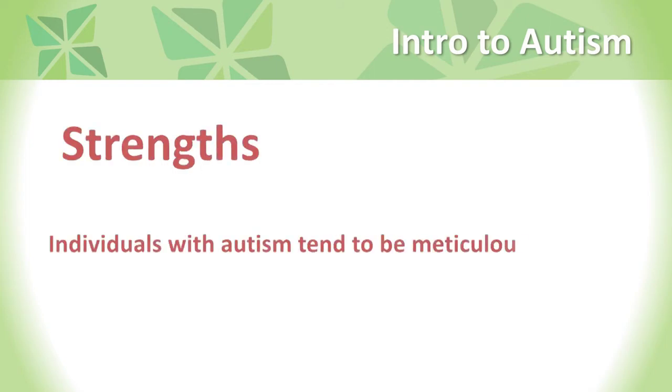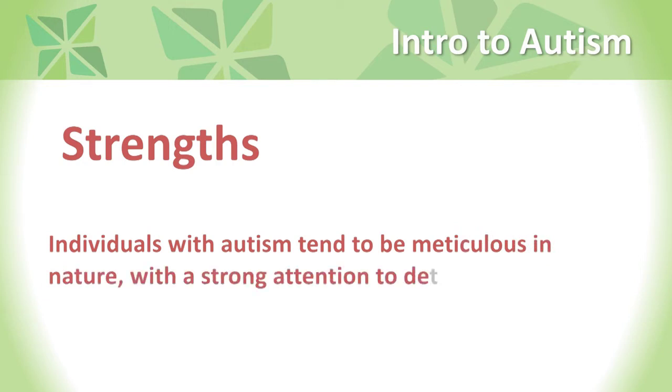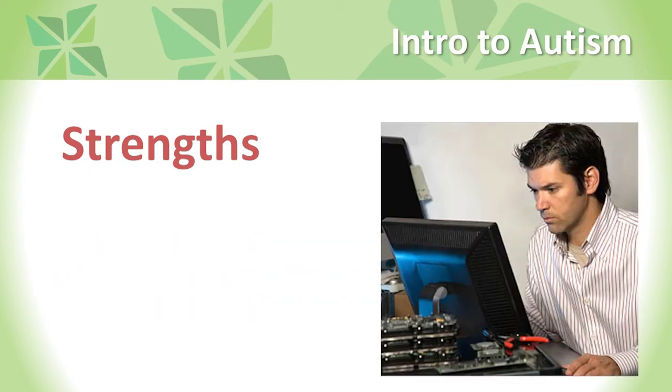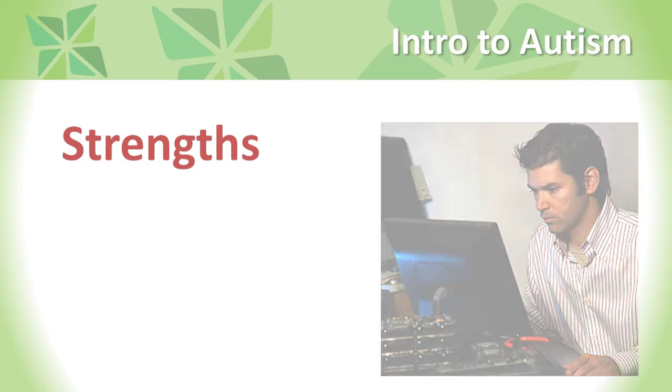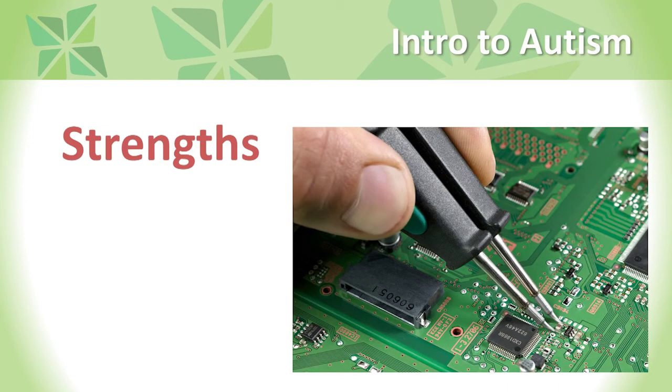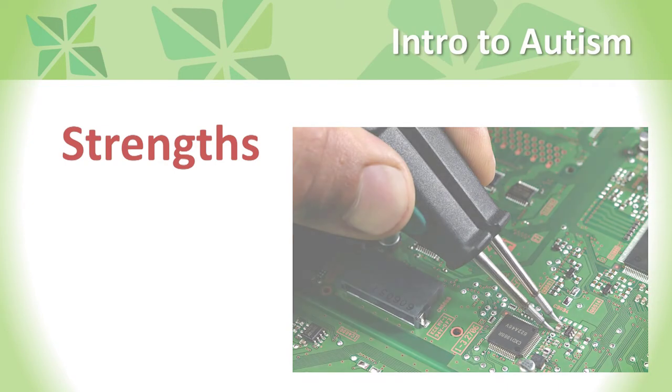Strengths. Individuals with autism tend to be meticulous in nature, with a strong attention to detail, which often results in their work having few to no mistakes. They are reliable and hardworking. Often, they are motivated by a job well done and the inclusion they feel when they are part of a team. They may have strong technical abilities, oftentimes with computers.